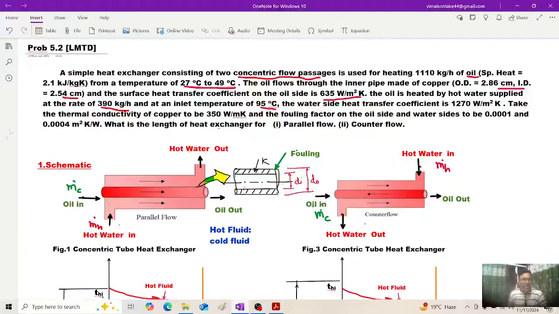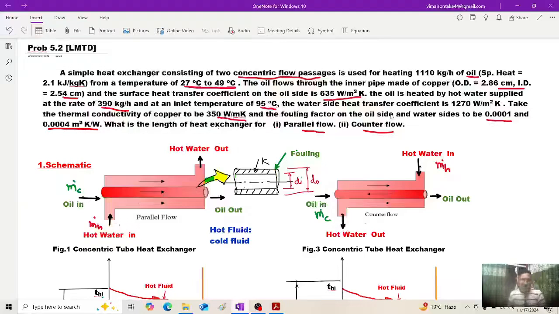Take the thermal conductivity of the copper to be 350 watt per meter Kelvin and the fouling factor on the oil side and water side to be 0.0001 and 0.004 meter square Kelvin per watt. What is the length of the heat exchanger if it is parallel flow and if it is counter flow?